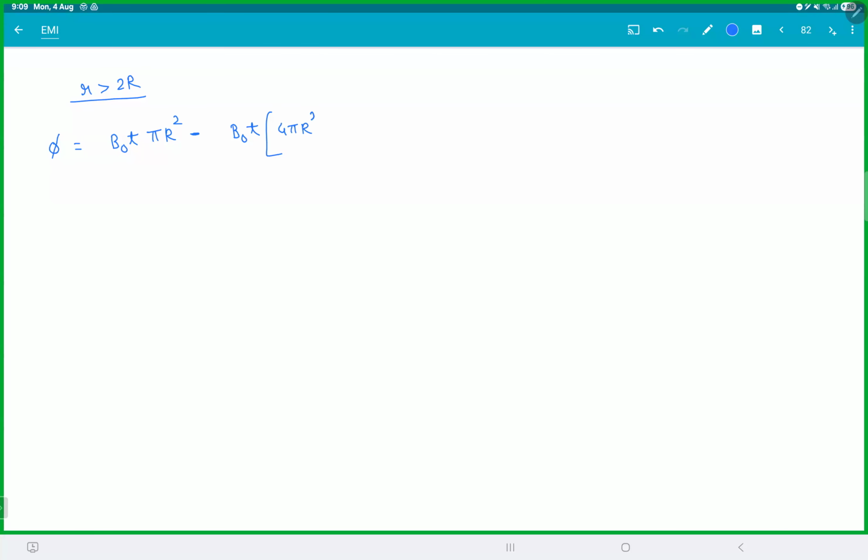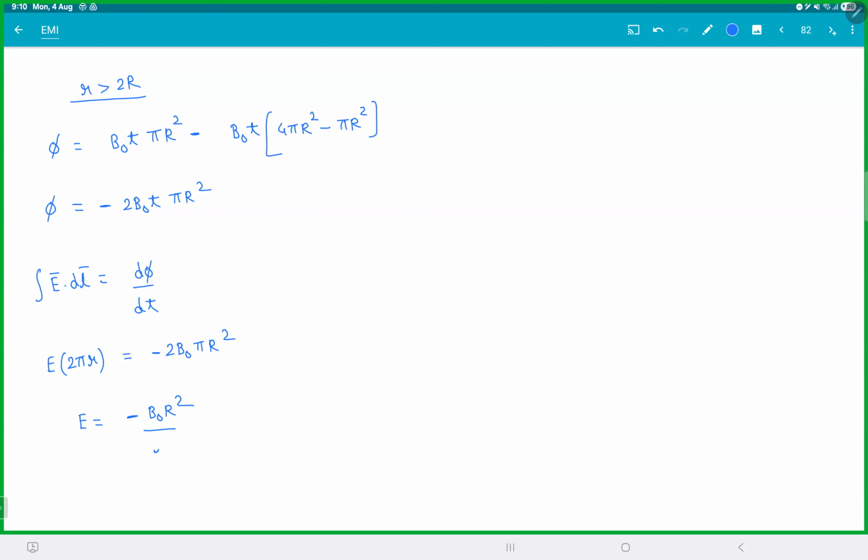B naught T 4 pi r square minus pi r square. This will be B naught T minus... this would be... So this is the magnitude.